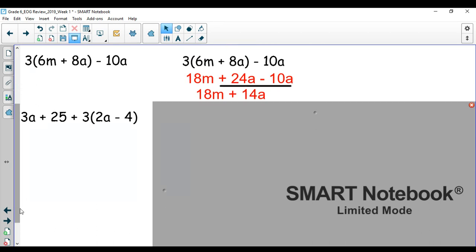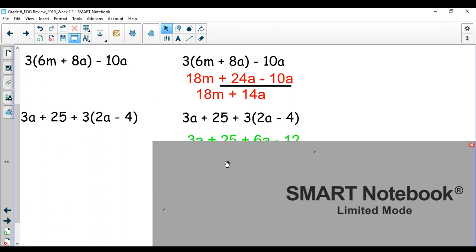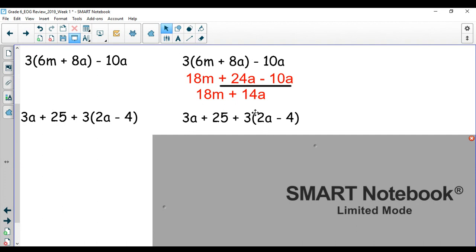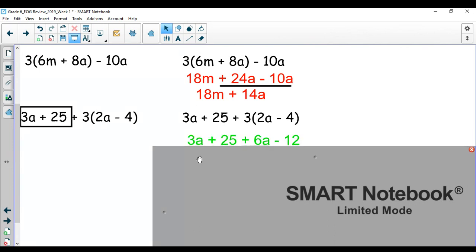Hey, when I look at this last one, it's a similar idea. This is where you kind of have to be adaptable and be able to figure out these things just by thinking them through. When I look at this problem, this is what's going to get distributed. The 3 is on the outside of the parentheses, the 2a and the minus 4 on the inside. The first couple terms in this, these two terms right here, they have nothing to do with the parentheses and they're not getting distributed. So in this case, those two are getting dropped straight down.